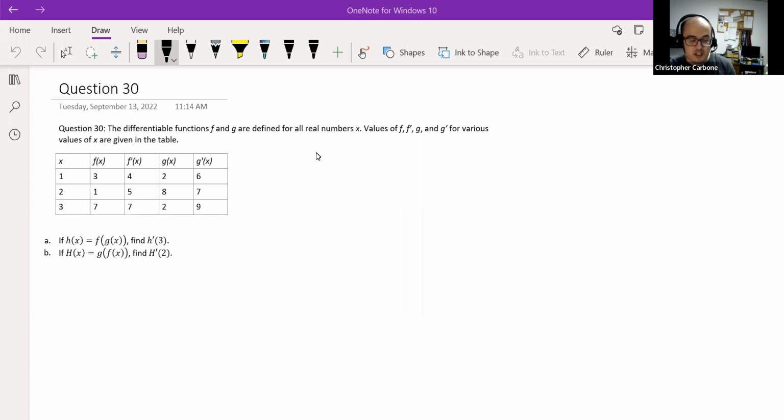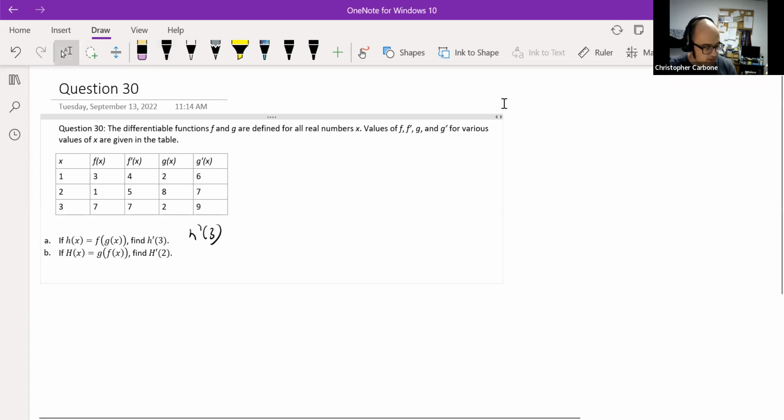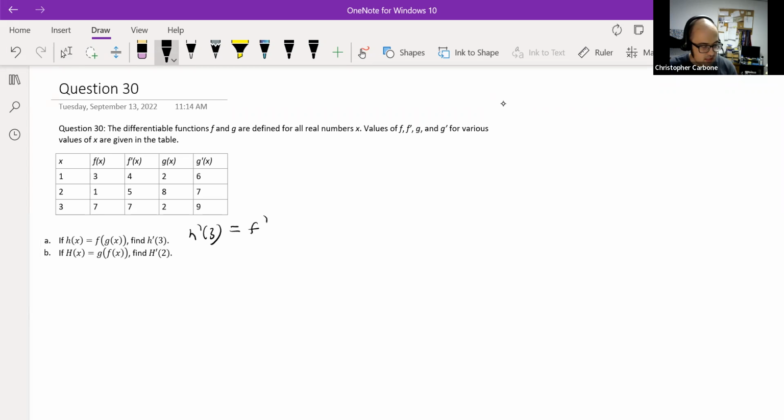We want, if h of x is equal to f of g of x, to find h prime of 3. So, doing that one, that means that h prime of 3 is going to be equal to f prime of g of 3 times g prime of 3.